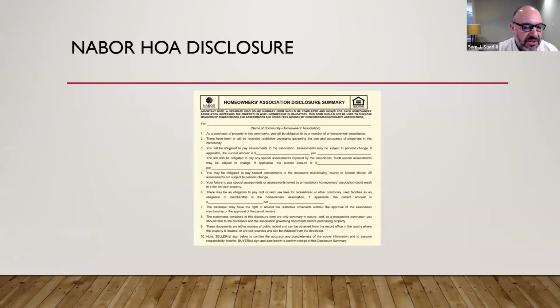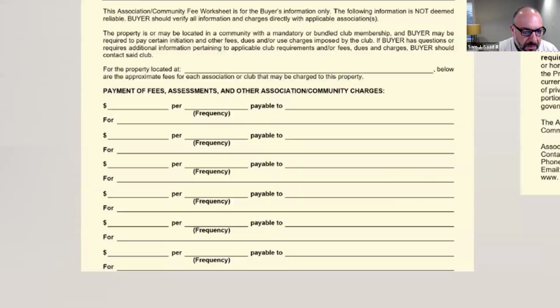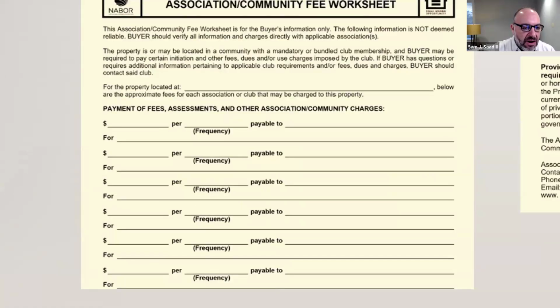So the question I get all the time is, Sam, how do we disclose all of the other fees? And NABOR provides a worksheet. I'm going to zoom in on this. You can see it a little better. But you can see here that you put the amount of any fee, the frequency with which it is paid, who it is payable to, such as, for example, in Naples, Pelican Bay Foundation, $10,000 one time, payable to Pelican Bay Foundation. For the capital contribution or the transfer fee or the improvement fee, whatever they want to call it, you list them out here in this list.